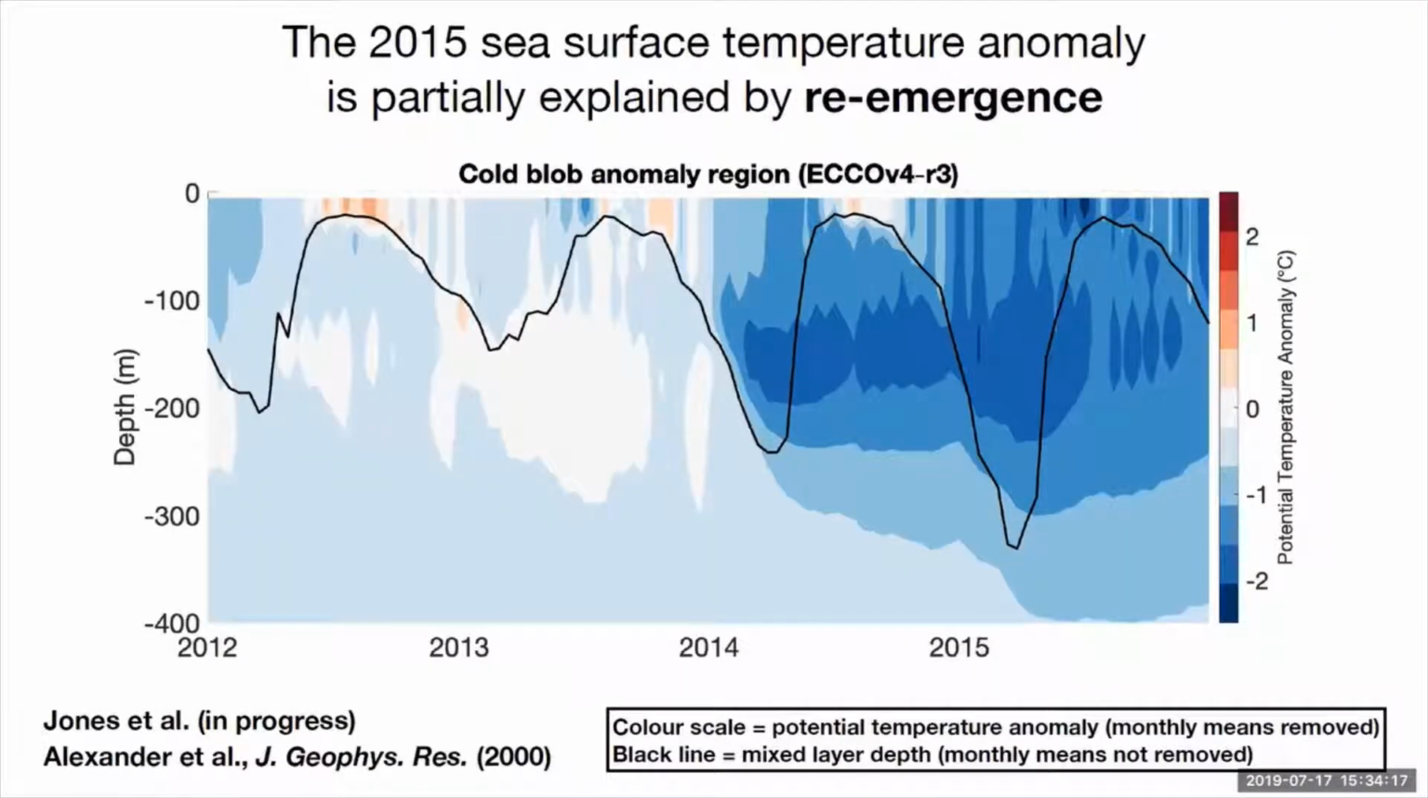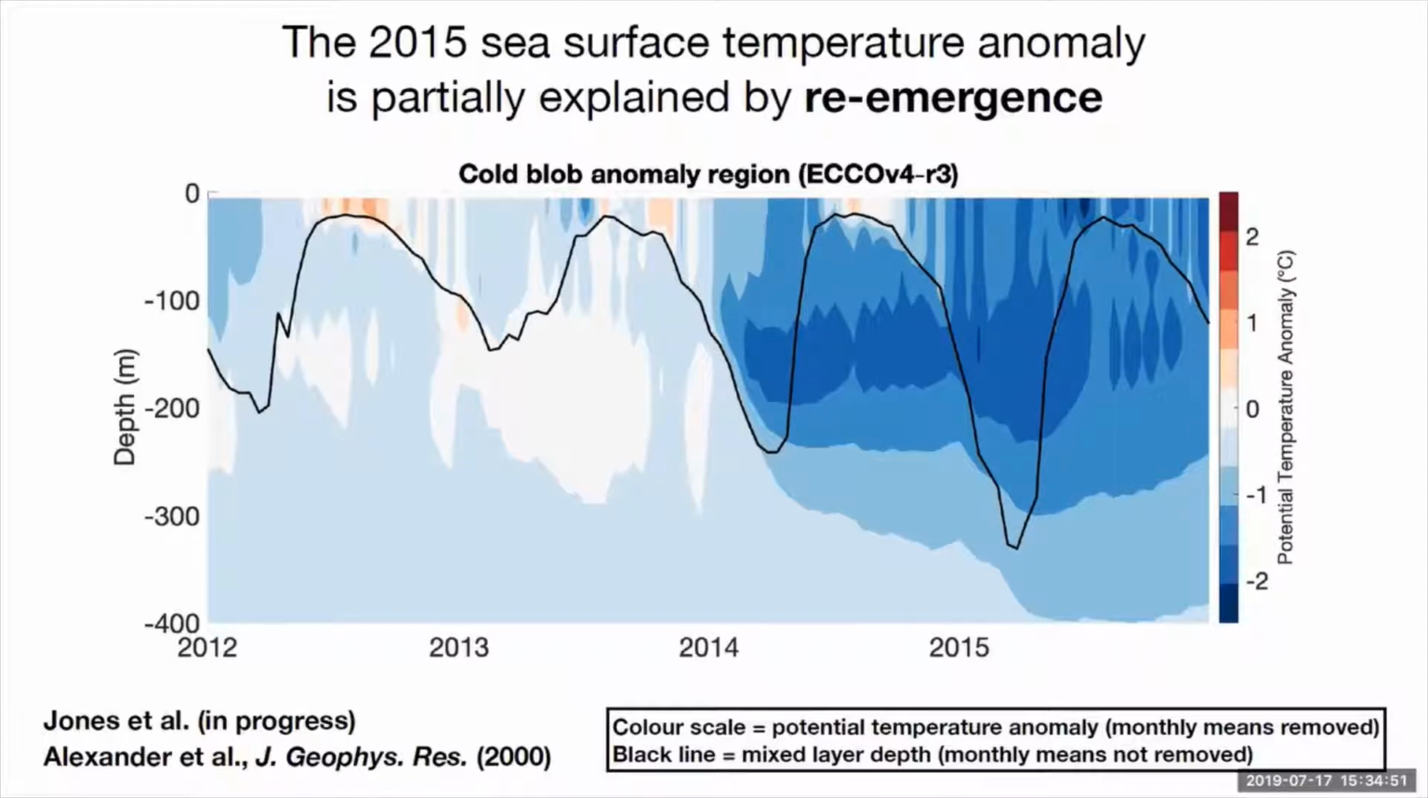So here's a view. You're looking at depth on the vertical, and this is just a few years on the horizontal, the potential temperature anomaly. And I was so excited to see Simon's schematic of reemergence, because I knew I had this figure coming up, which is reemergence. So there's the mixed layer depth with the seasonal cycle intact. The potential temperature anomalies have the monthly means removed. So you can see 2013, 2014, this cold anomaly shows up above the mixed layer and gets mixed downward.